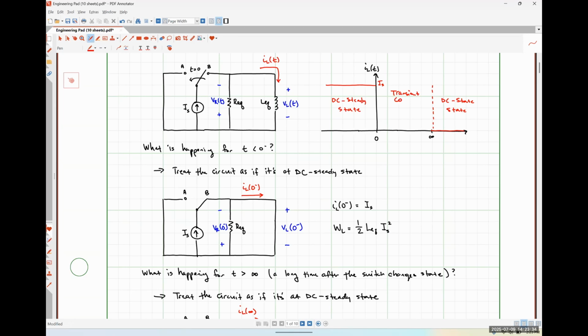I'm just going to make a note up here. This amount of time between 0 and infinity is our transient condition that we are really interested in for today. So now let's figure out what's happening during that transient condition.